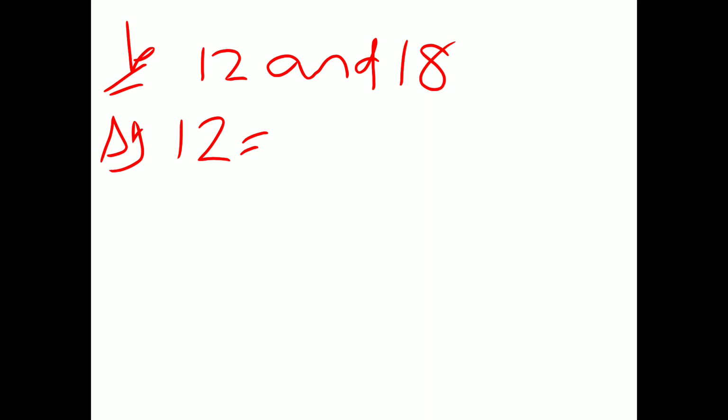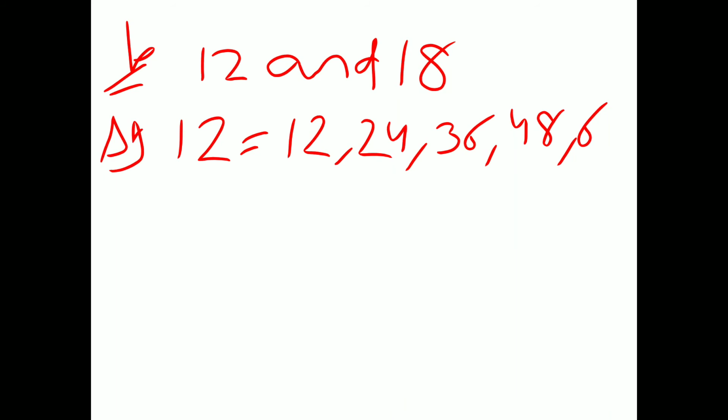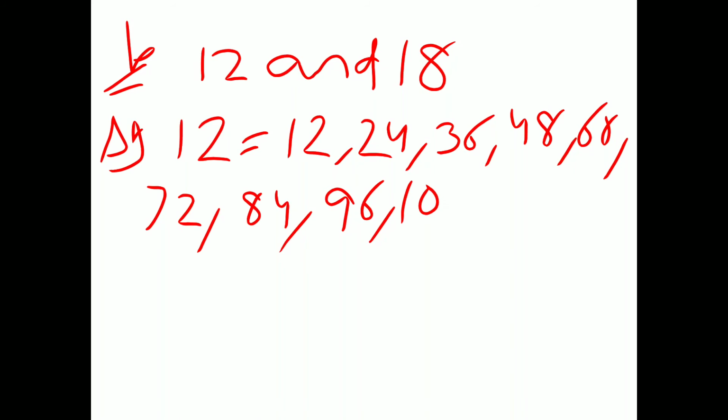12 and 18. Clear? We write firstly the multiples of 12: 12, 24, 36, 48, 60, 72, 84, 96, 108, 120. Clear?